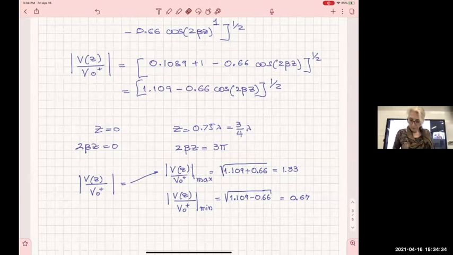1.109 minus 0.66 equals, and then I do the square root. Yeah, all right, so it's 0.67. So, and then it alternates between the two.